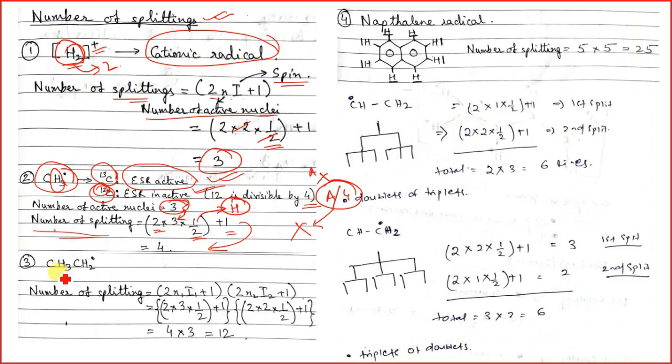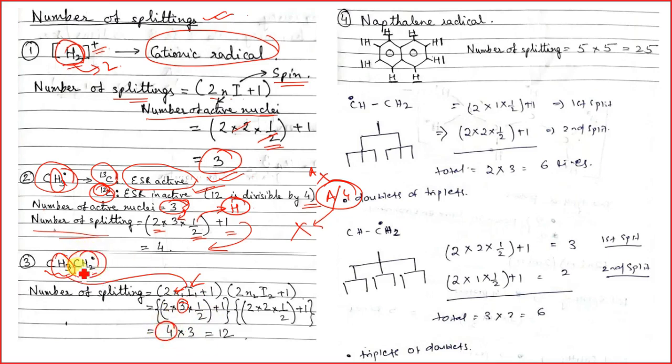Now then we have, say, the CH3 CH2 radical. In this, how will you find out? You have to break down this one and this one. So the number of splittings would be 2N1I1 plus 1. N1 is 3 because we have 3 protons, and I1 is half. So you do this and you get 4.